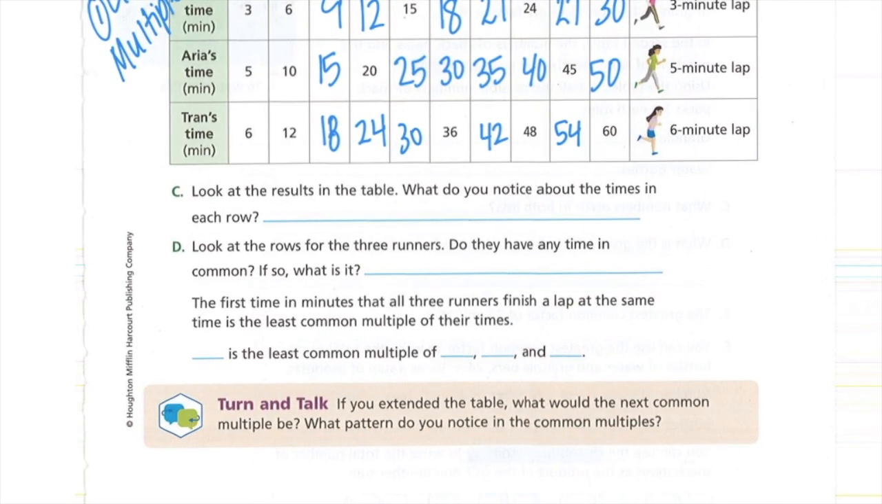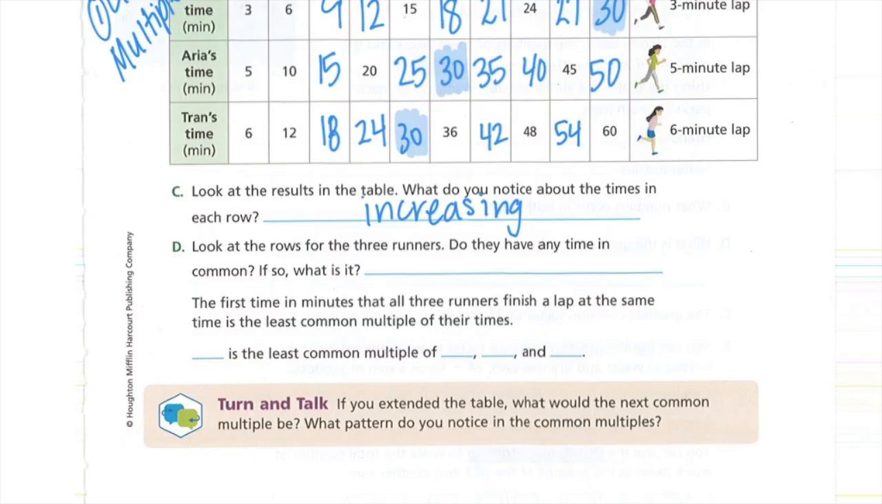Then it says, look at the results in the table. What do you notice about the times in each row? So you notice that they're getting larger and they're increasing. Look at the rows for the 3 runners. Do they have any times in common? What do you notice? Ooh, I found one. 30. Do they have any other times in common?